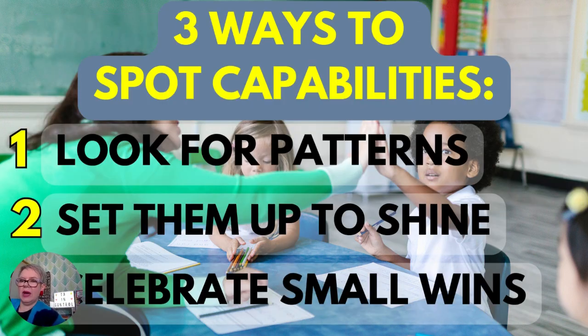So, 3 ways to spot capabilities. 1, look for patterns. When do they light up? When are they calm? Maybe they're great at puzzles, brilliant at remembering stories, or kind to a younger child. 2, set them up to shine. Try small tasks where success is likely.